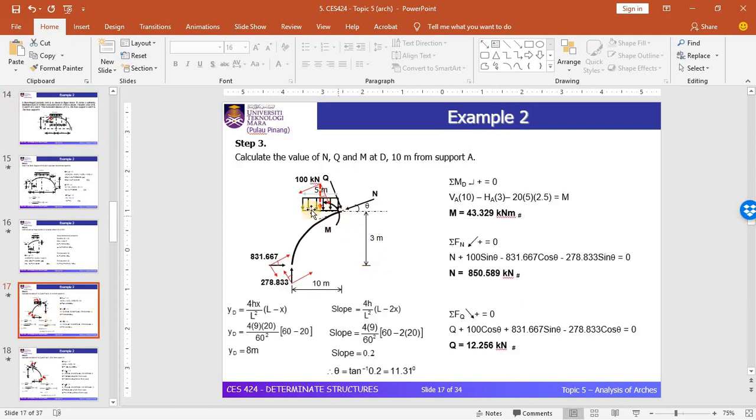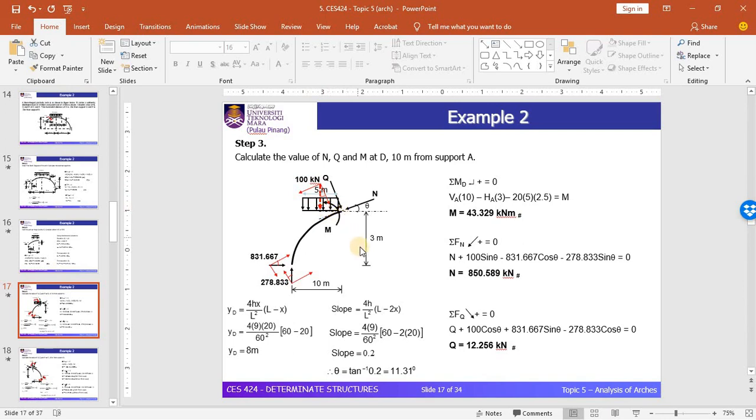This is a free body diagram that will be used to solve the internal forces of radial shear force, the axial force, and the moment. As you have seen in example 1, you need to convert this UDL into an equivalent point load, where 20 kilonewton per meter multiplied by 5 gives 100 kilonewton point load acting at the center of this UDL.